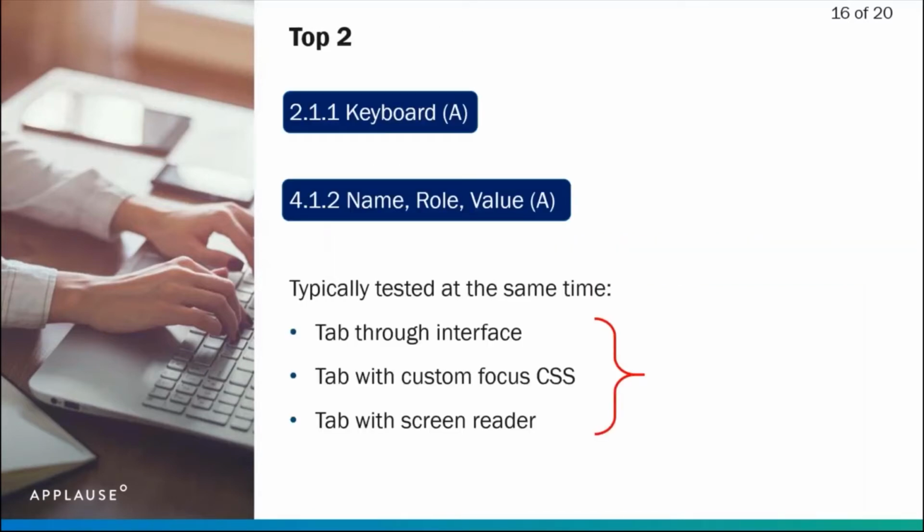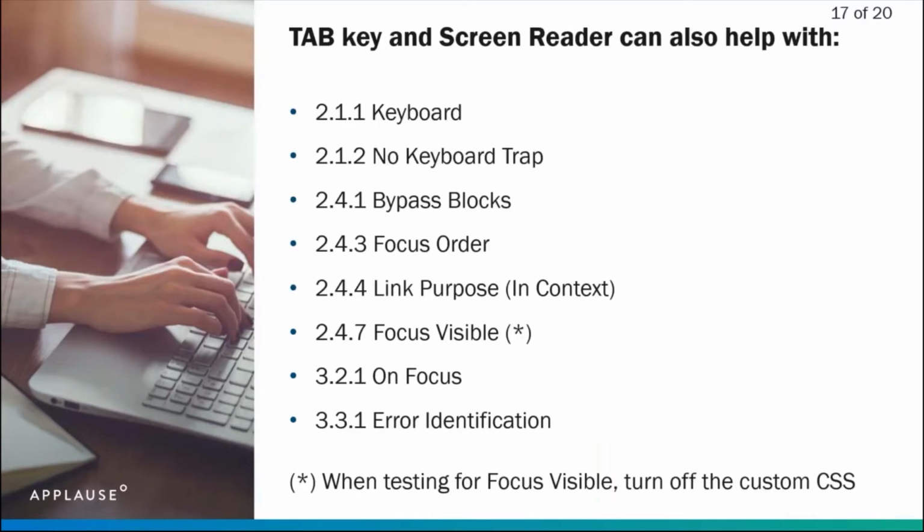All right, so going back to testing with the tab key, 2.1.1 keyboard, 4.1.2 name, role, value, running with the tab key, with a custom focus indicator, and with the screen reader. So it's a little bit more than just the tab key, although you can test with just the tab key, but adding these two other items to it makes the tab key much more powerful. So one of the awesome things about using the tab key is that you can actually check many different success criteria. So in addition to 2.1.1 for keyboard, you can also check 2.1.2, looking for keyboard traps. You can look for bypass blocks. You can check the focus order, which is fabulous.